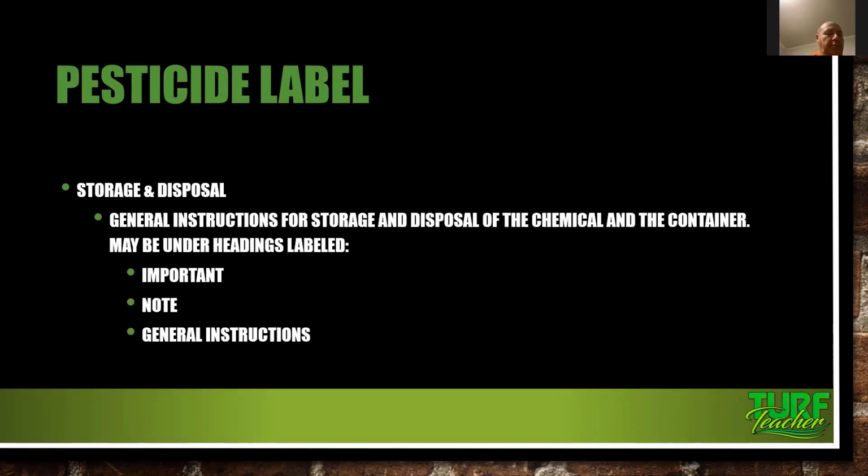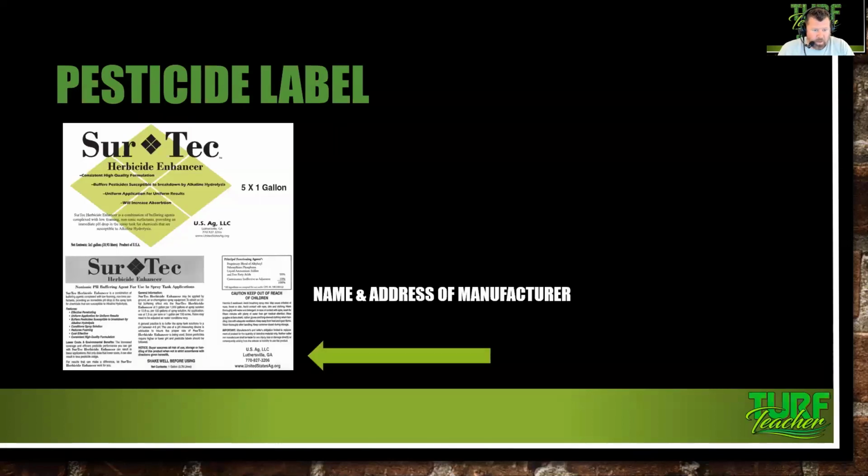Storage and disposal. General instructions for storage and disposal of the chemical in the container may be under the headings labeled important, note, or even general instructions. And you'll have the address here. Here's US Ag LLC. It is in Luthersville, Georgia, and it's got their phone number and their website. It's the name and address of the manufacturer.